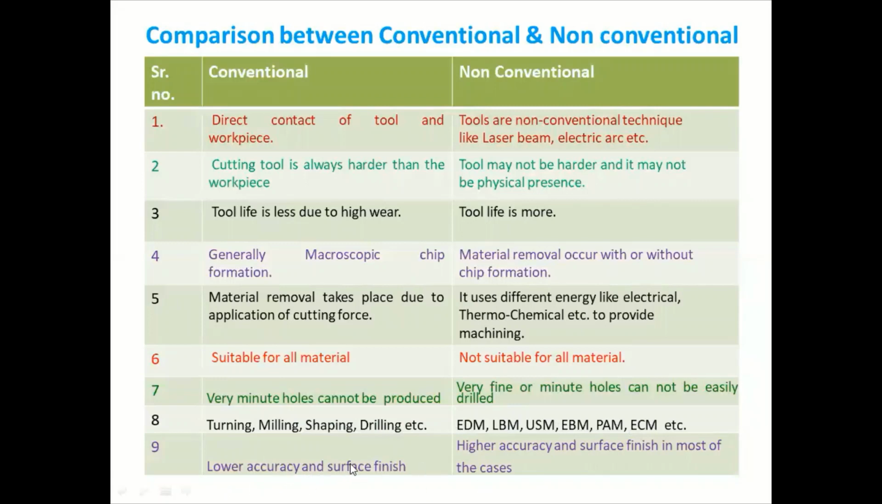Conventional machining has lower accuracy, and the finish is a little poorer compared to non-conventional machining. But in non-conventional machining, we get a highly finished product.